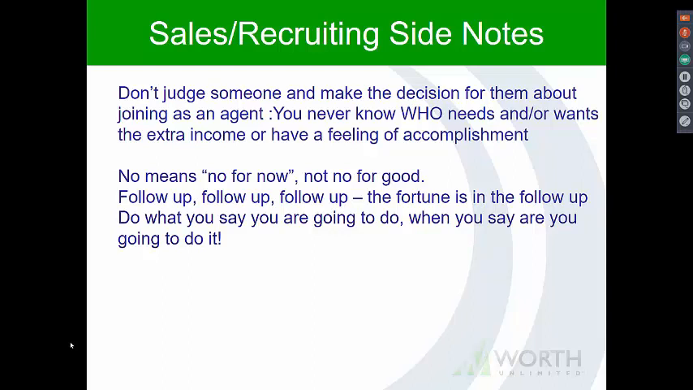Make notes in the calendar. If you're forgetful, make notes that you will not forget. Put it on poster board if you have to. But if you tell somebody you're going to do it, stand up to it. Do it. If you're not going to do it, be forthright enough to tell them, I am not going to do that.